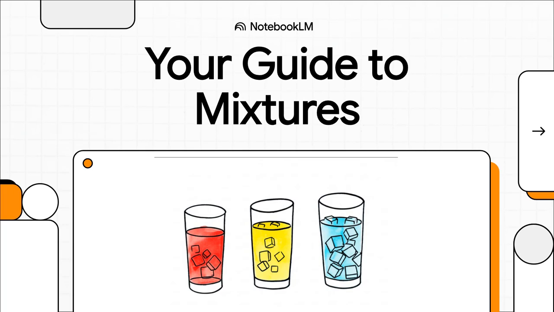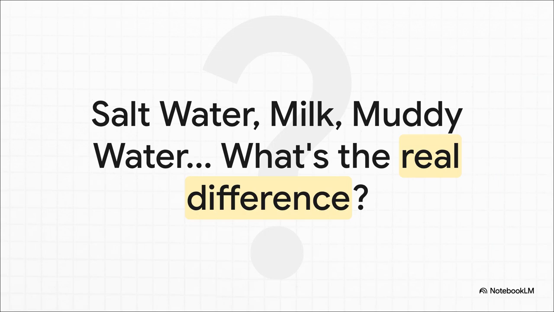Okay, imagine this. You've got 3 glasses of liquid sitting on a table. At a quick glance, they might look kind of similar, just different colors. But what if I told you they represent 3 totally different types of substances, and that they are all around you every single day? So here are our 3 mystery glasses.